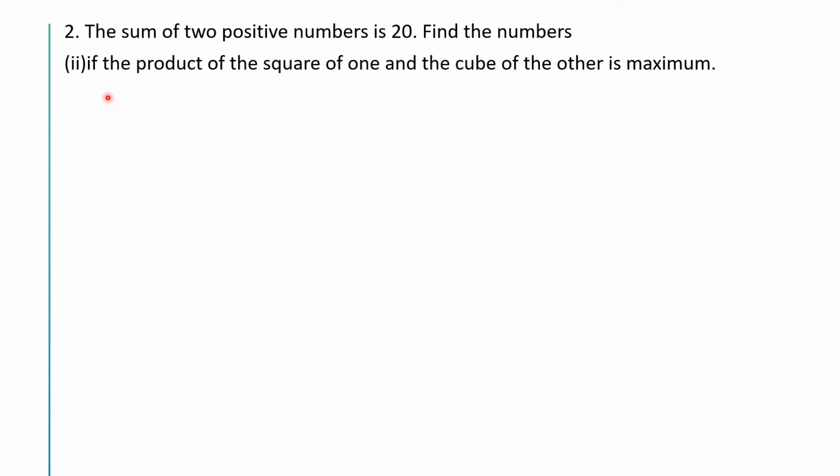The next subdivision: the sum of two positive numbers is 20. Find the numbers if the product of the square of one and the cube of the other is maximum. So for the same two positive numbers whose sum is 20, we have to find the numbers for which the product of the square of one and the cube of the other is maximum. So again, let the numbers be x and 20 minus x. So here we have to maximize.